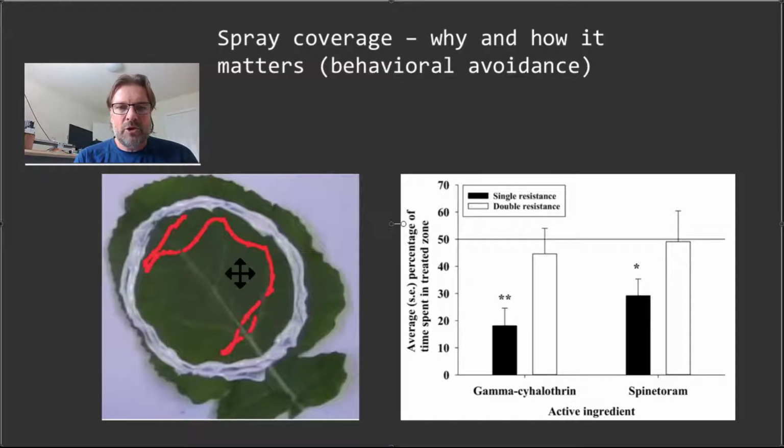So we basically illustrated that both larvae and adults are able to assess whether this leaf surface is treated with a chemical. And that's why it's so important to have good coverage when these pesticides are being sprayed, because otherwise we're giving the insects an opportunity to shy away. They will find out where to go in order to avoid the chemicals. And this is called behavioral avoidance or behavioral resistance.